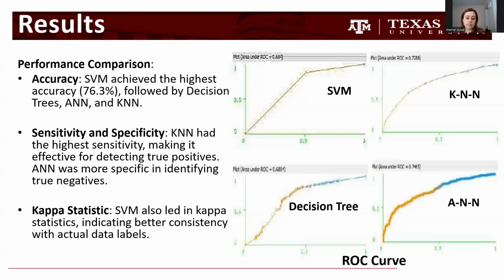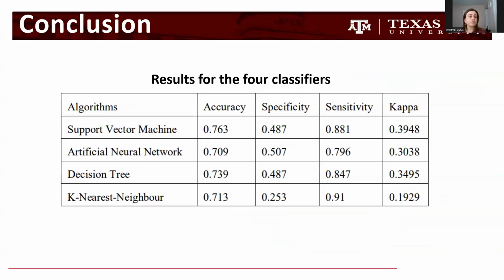The ROC curves presented here visually confirm that each method has its strengths, with KNN and ANN showing strong performance in sensitivity and ROC areas, while SVM performed the most balanced overall.